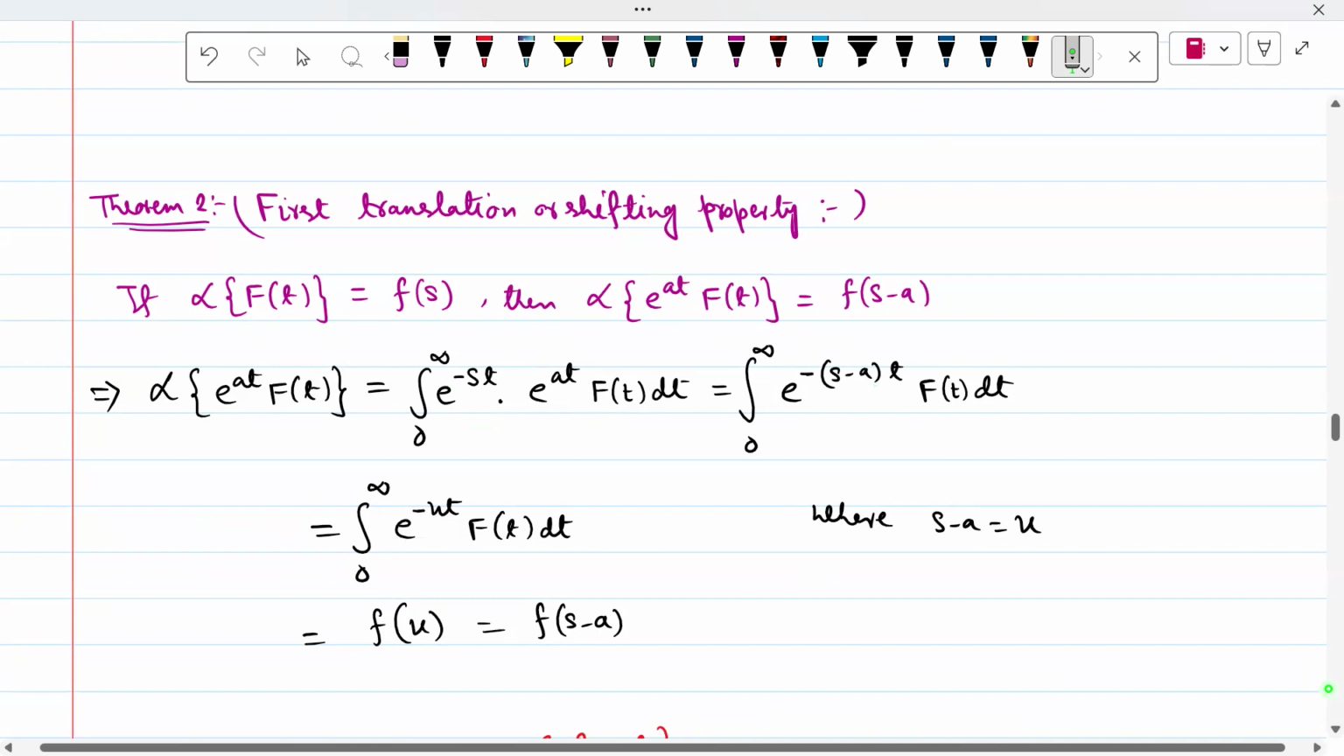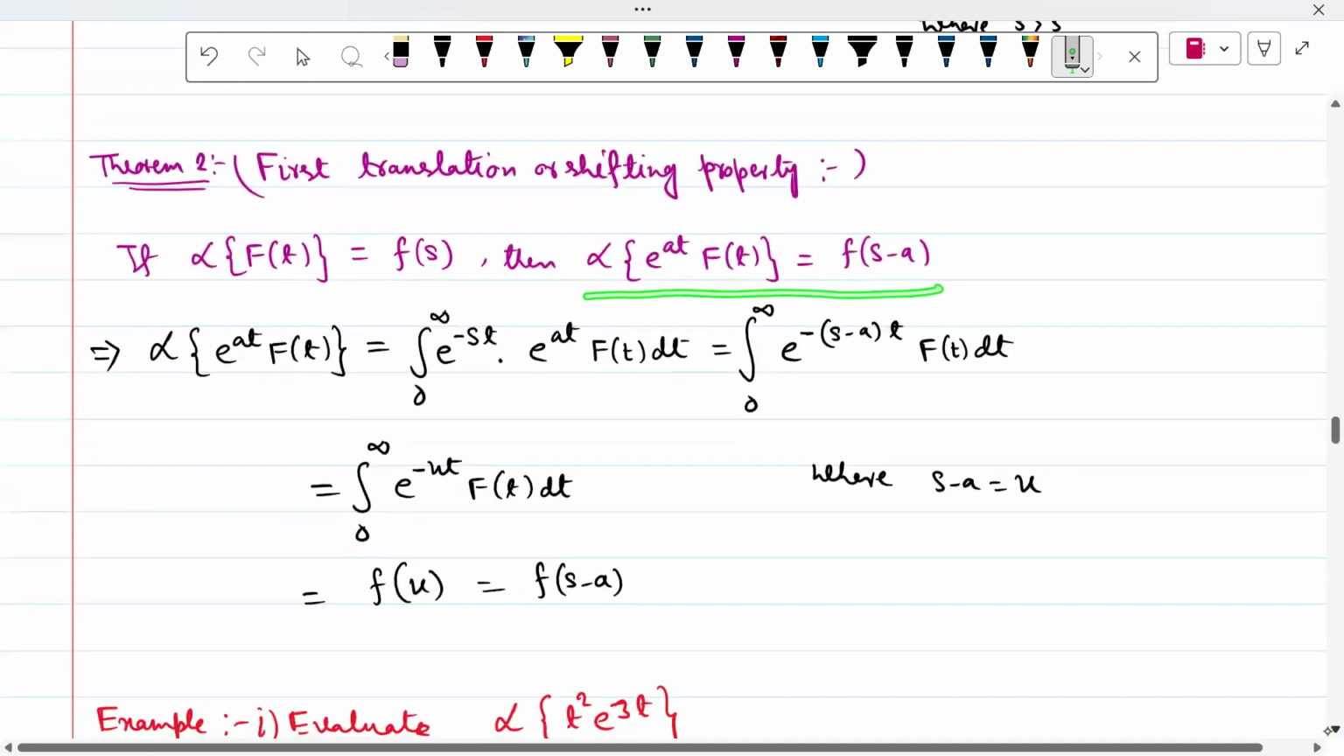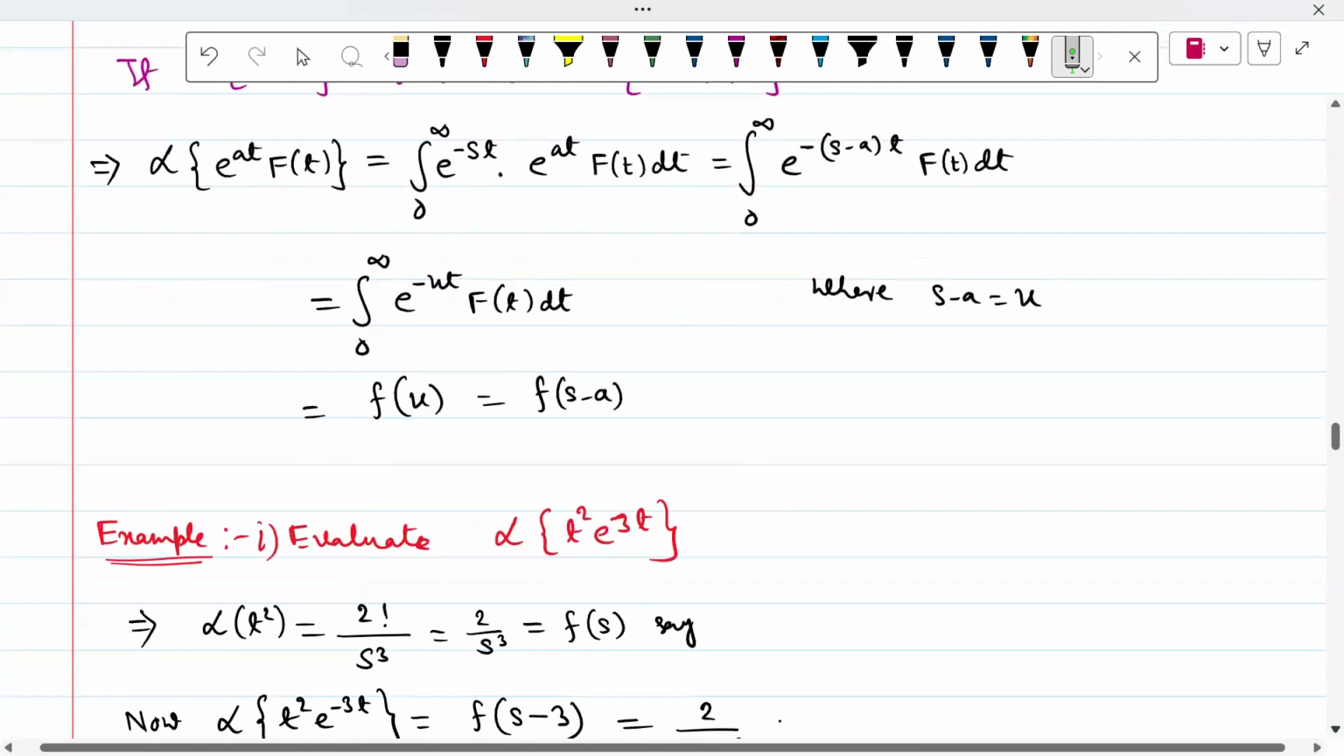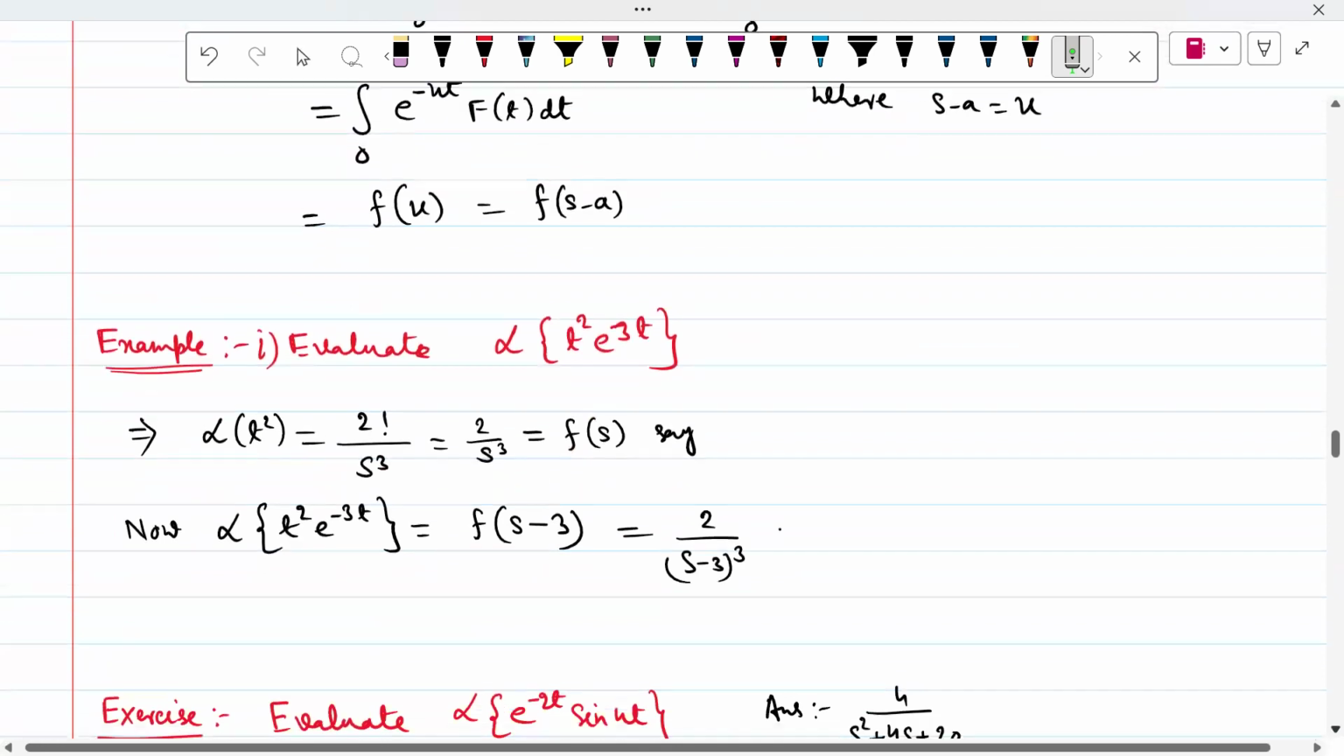Again, this is a very simple proof, but this is very useful. We use this property in many problems, so you have to remember it. Now let us try to find some examples.